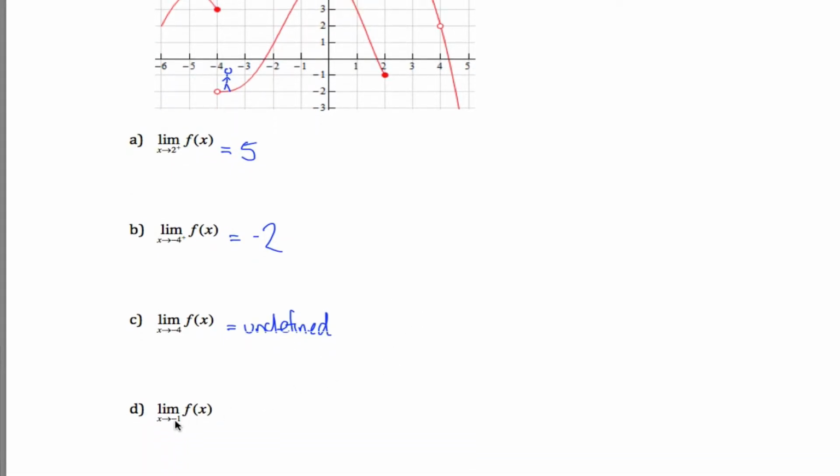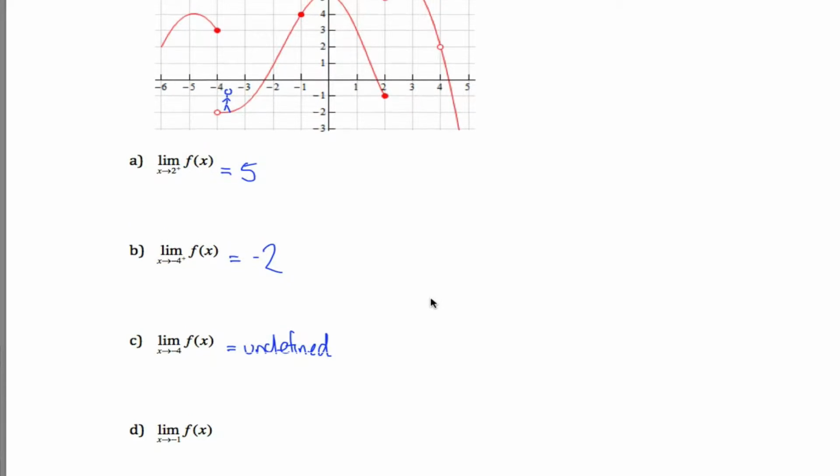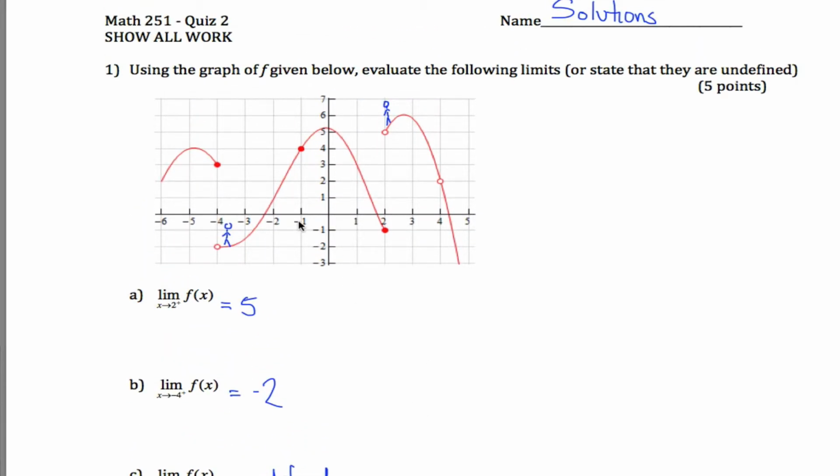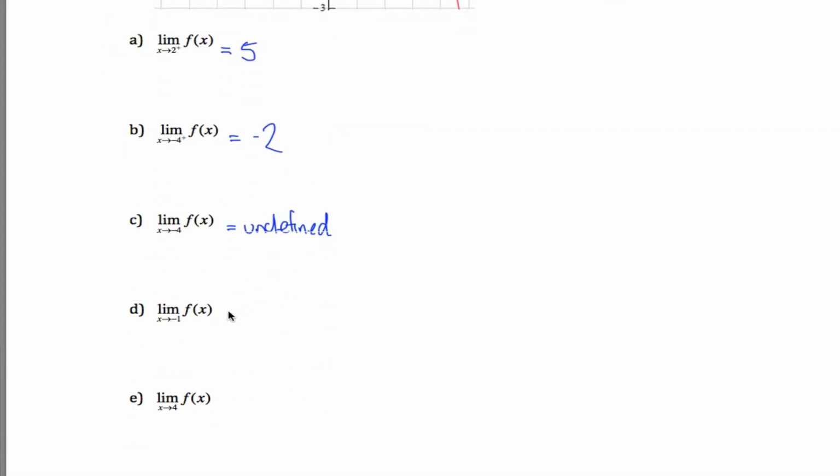What about the limit as x approaches -1? It doesn't tell me what side I'm approaching from. Well, let's see. Here's -1. When I approach from the right, I'm getting close to a height of 4. When I approach from the left, I get close to a height of 4. Either way, the height is getting close to 4. Either way, my answer is 4.